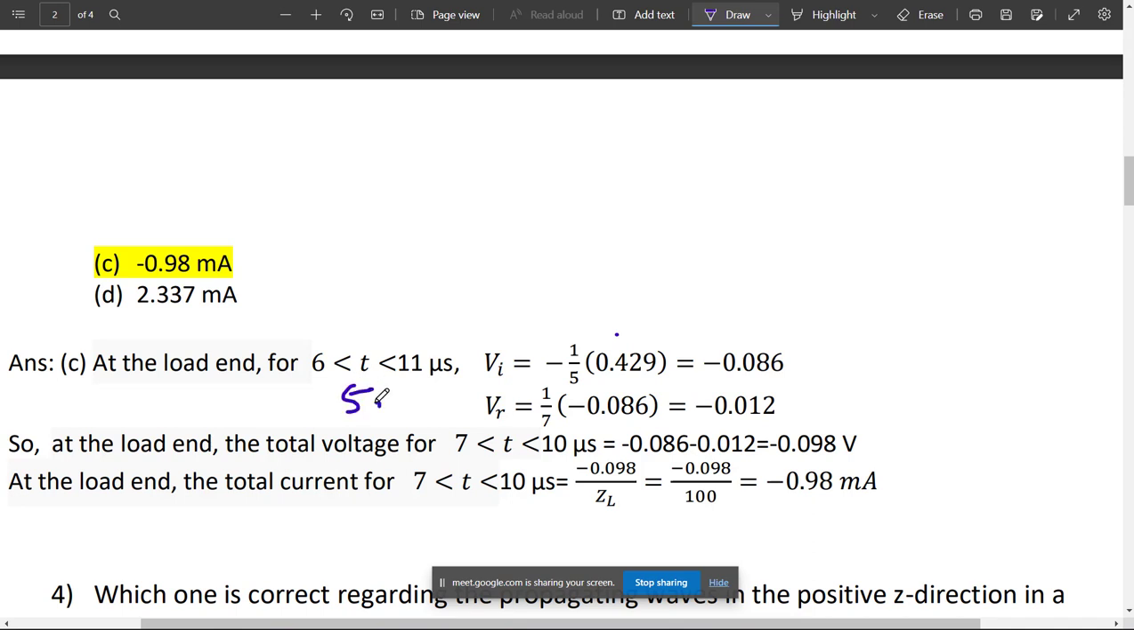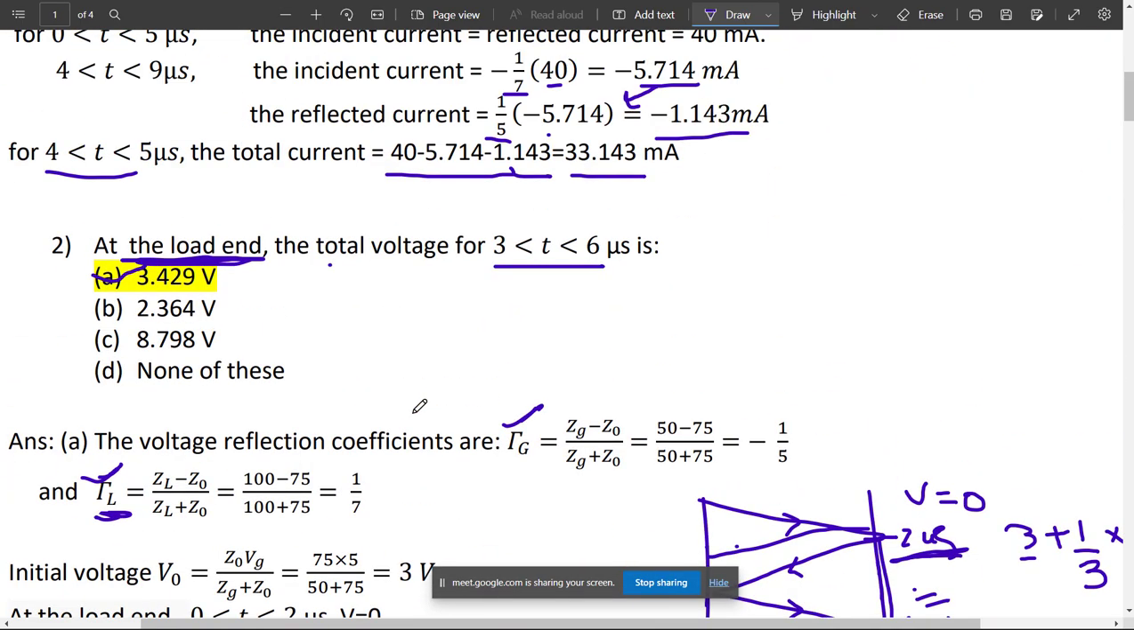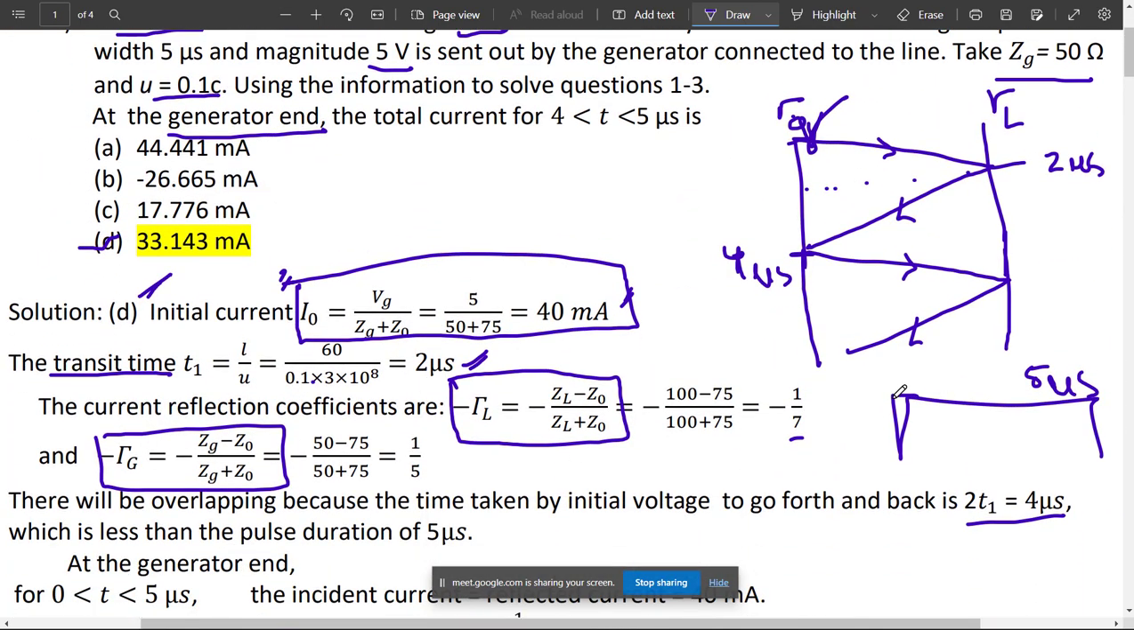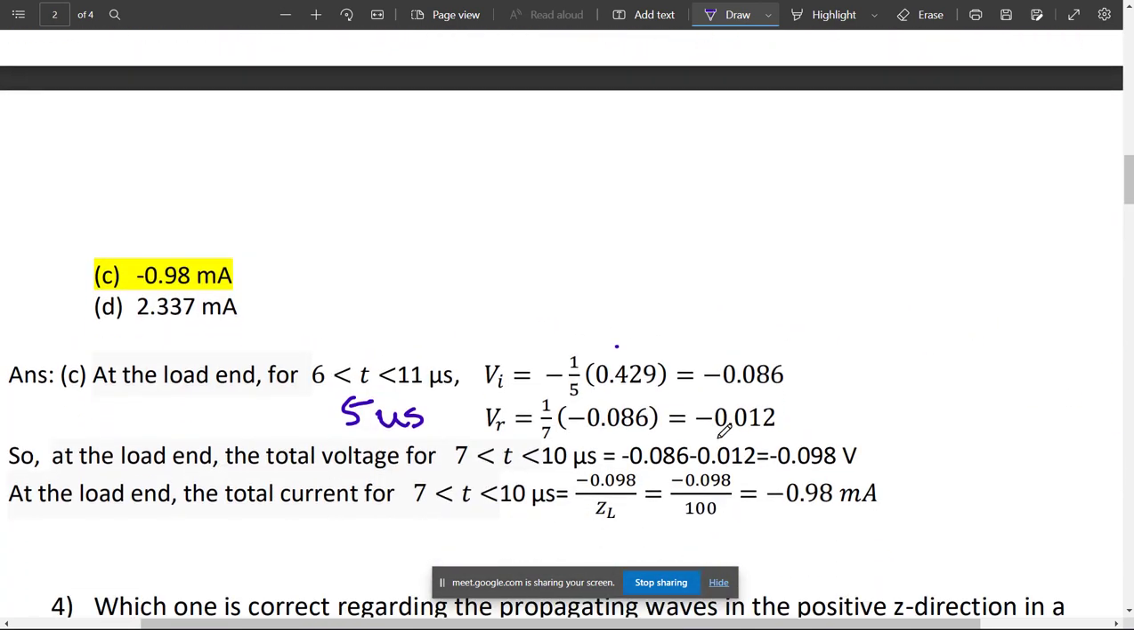Why this 5? Why are we taking 5 microsecond? Can someone tell me that? This 5 microsecond we have taken because of the pulse voltage that we send, right? The pulse voltage has a time of 5 microseconds, so that's why the load end will have 5 microseconds. But when we are counting for the reflections, we will count it for 4 microseconds. That is the transit time, we will be counting 2 into transit time.